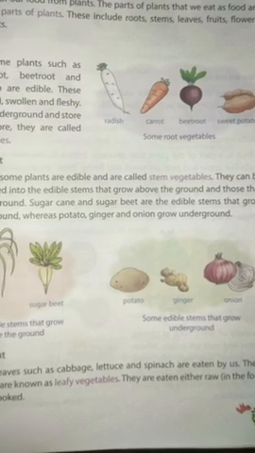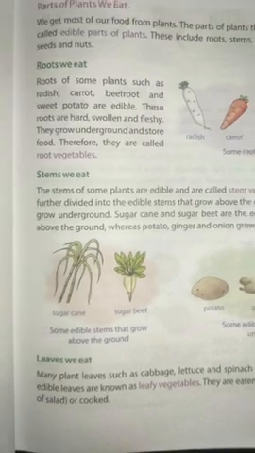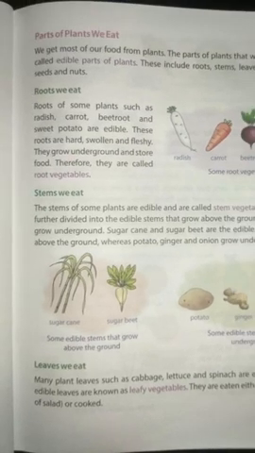Next, leaves we eat. Leaves of many plants such as cabbage, lettuce and spinach are eaten by us. These edible leaves are known as leafy vegetables. This one also, underline. They are eaten either raw in the form of salad or cooked. Examples of leafy vegetables: cabbage, lettuce and spinach.